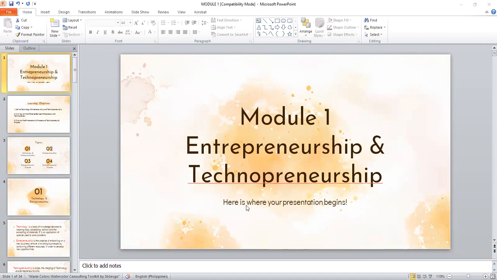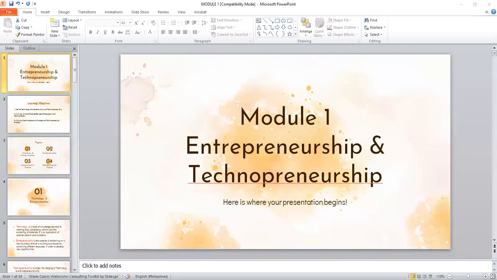So we are now on module 1. As discussed in the orientation, this is the part wherein we're going to distinguish between entrepreneurship and technopreneurship. So what's the difference between the two? If my slides are not transitioning, please let me know. So this is module 1, and the first part of every module, as you can see in your Canvas, is the learning objectives, the desired outcomes for you students.